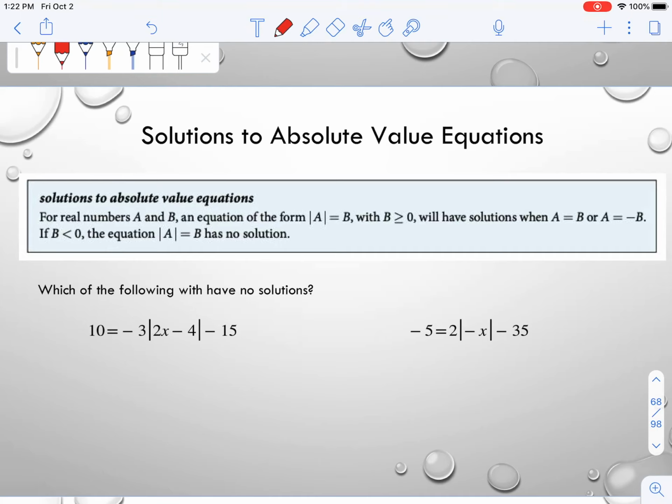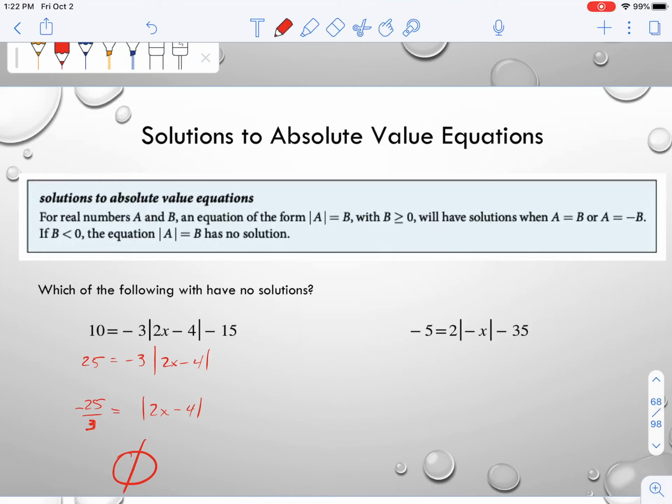So here on the left, if I add 15 to both sides, I would have 25 equals negative 3 times the absolute value of 2x minus 4. And if I divide by negative 3, I would have negative 25 thirds equals the absolute value of 2x minus 4. Now I've isolated my absolute value and it's set equal to some number that is negative. As soon as I have an absolute value that's isolated and the value across from it is equal to a negative, or less than or equal to a negative if we're dealing with inequalities, we're going to have no solution.